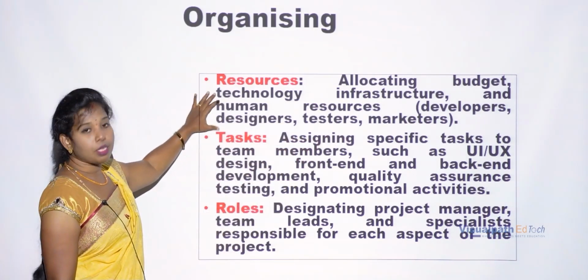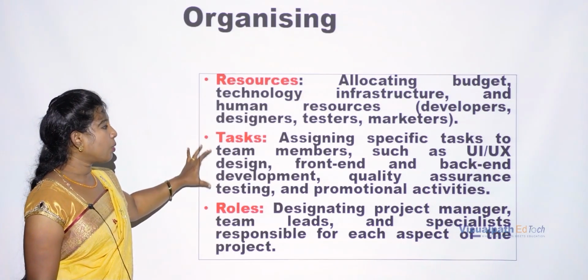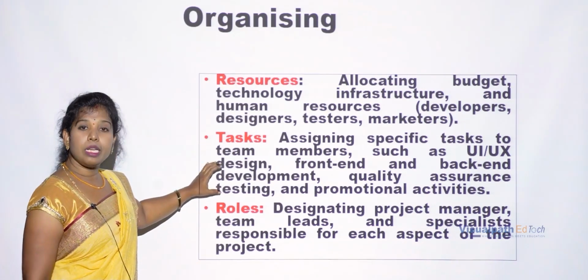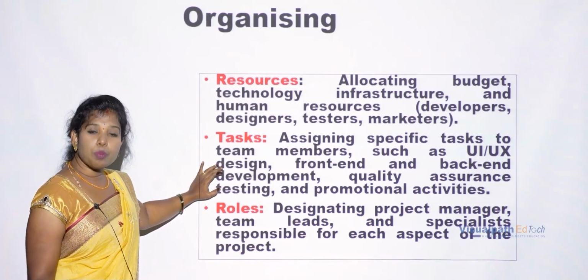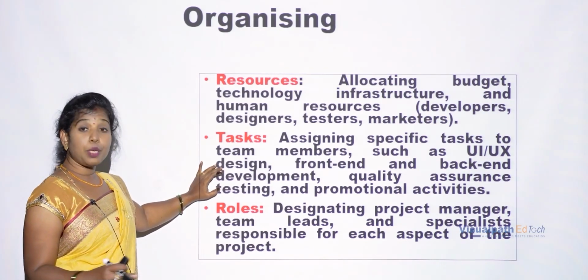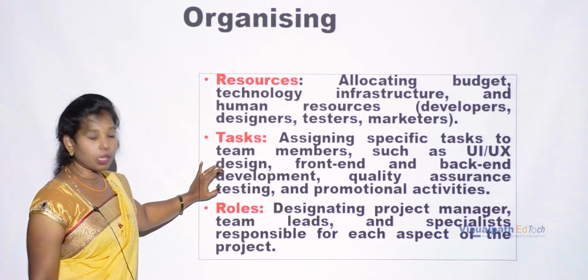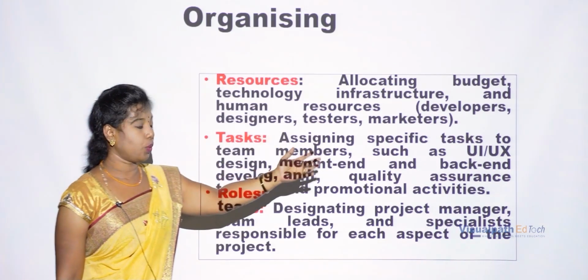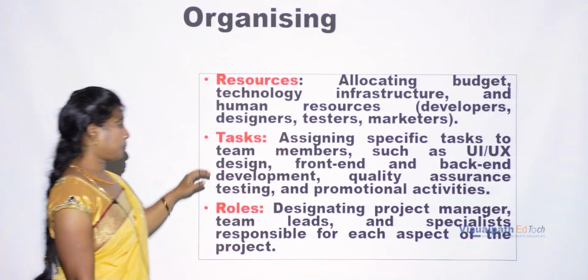So the first one is resources and the next one is tasks. Here tasks are nothing but how the different tasks, roles and responsibilities are assigned to team members, or maybe you can say workers. So such as UI. UI is nothing but user interface.